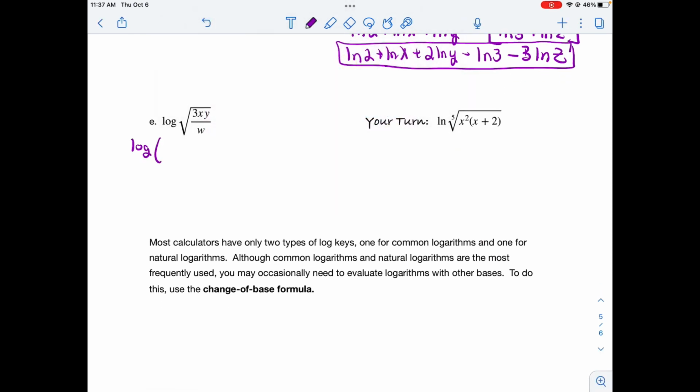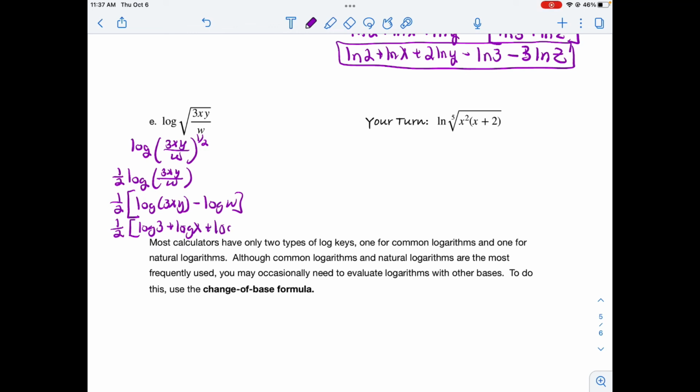All right, so this one, first thing I got to do is remember a square root is the same as something raised to the 1/2 power, so I need to rewrite that. Because the power is on the outside, I'm going to take it to the front first. And then now inside the brackets, I'm going to use my quotient rule. And then inside the brackets in that first term, I'm going to use my product rule and break it up. And then my last step, I'm going to distribute that 1/2 to every one of my log terms to get rid of my parentheses and have my final expanded form.